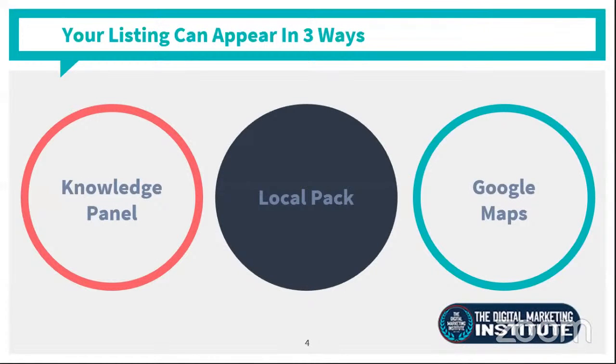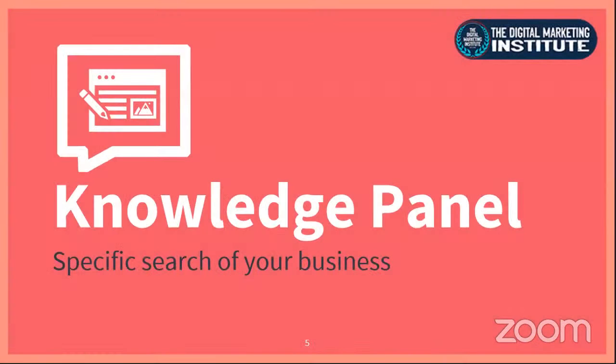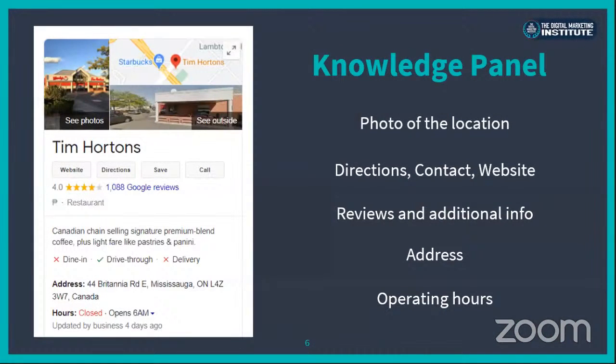Okay, moving forward, your listing can actually appear in three ways. It can appear through the knowledge panel, or in a local pack, or on Google Maps. So let's start with the knowledge panel. The knowledge panel shows up when someone searches for your business specifically. So this is how it looks.